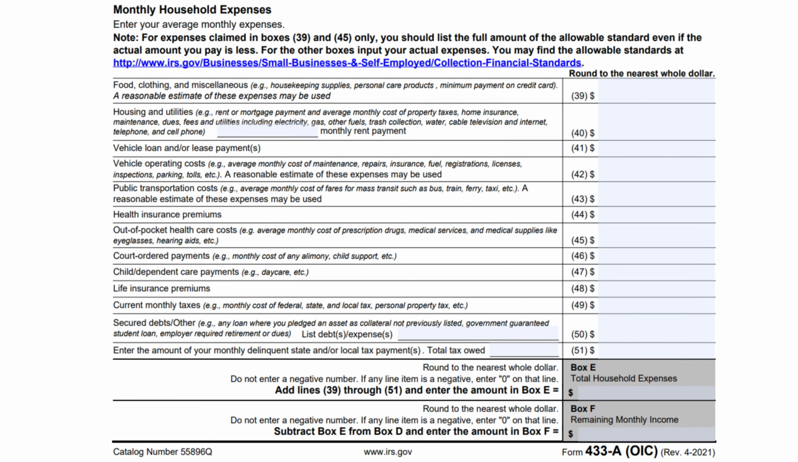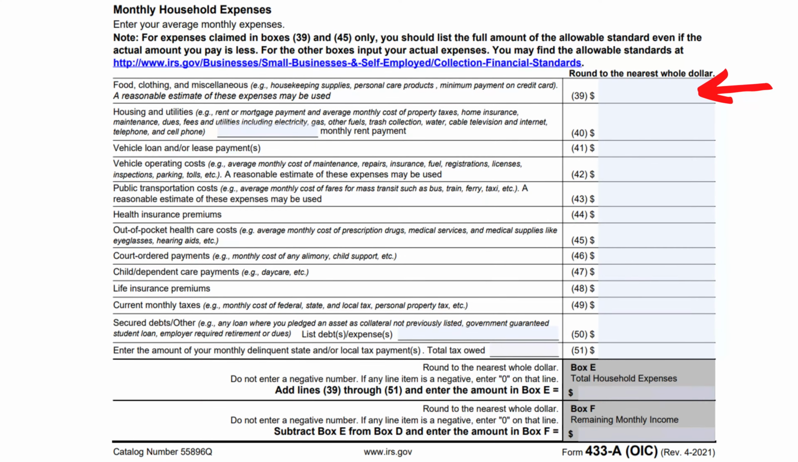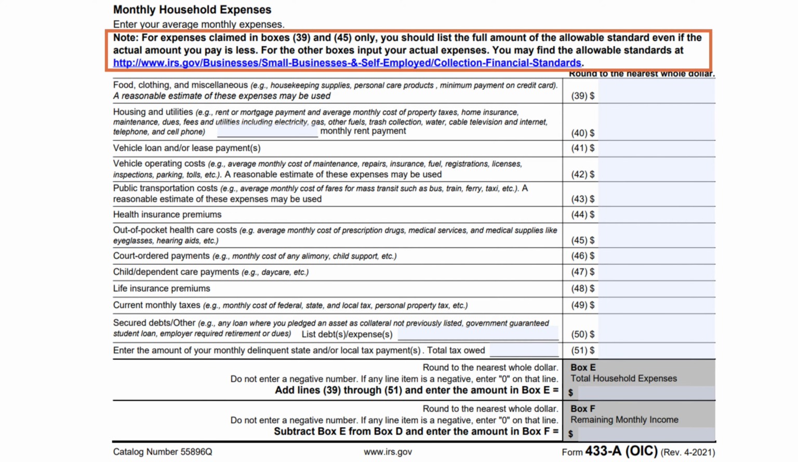These are also reported on section 7 of the 433A OIC under monthly household expenses. So the national standard expenses are set by the IRS based on your family size, right? So let me break this down for you. Box 39 and 45 here are the national standard expenses and the national out-of-pocket healthcare expenses, respectively. These are amounts set by the IRS that you can deduct against your income on this form, whether or not you actually paid as much as the national standards.